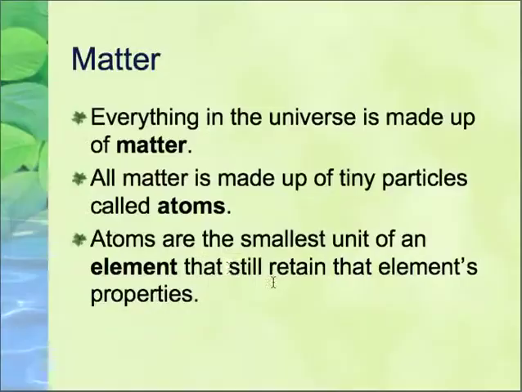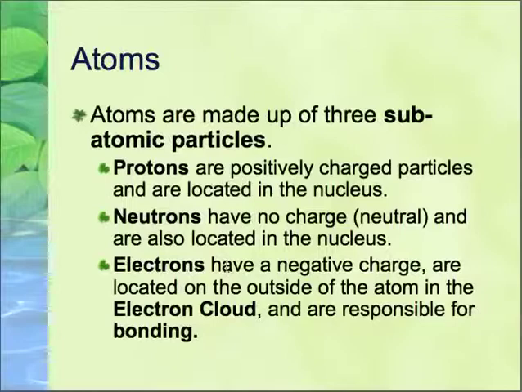Now if we continue further, we can talk about atoms and what they are. Well, first of all, an atom is made up of 3 subatomic particles, the prefix sub meaning below. So these are smaller than the atomic level. Protons are positively charged particles that are located in the nucleus of the atom. And they are the things that basically tell an atom what element it's a part of.